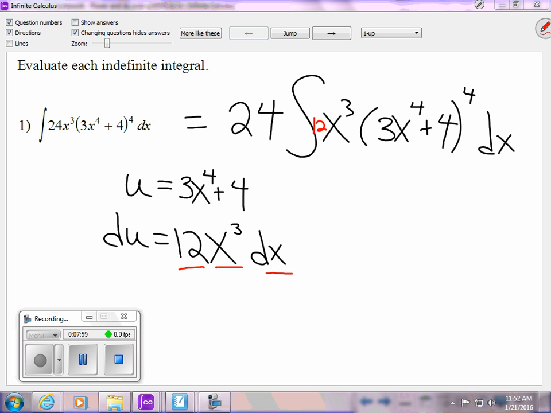Now, I just put a number in, I multiplied by 12, and it wasn't there before. I do not want to change the problem. So what do I have to do on the outside? Multiply by the reciprocal or divide by 12.